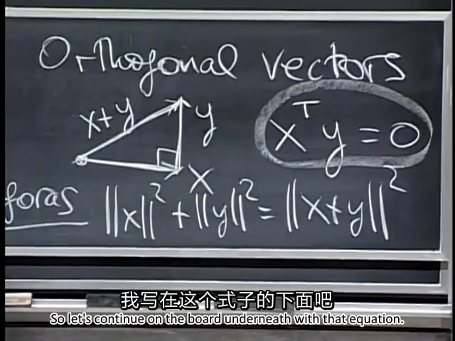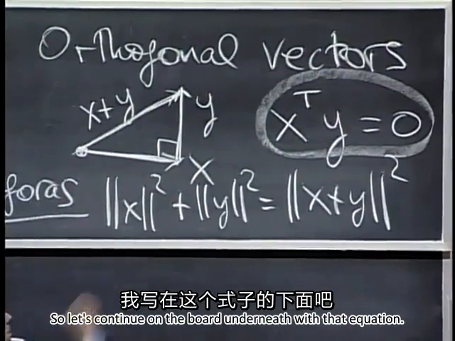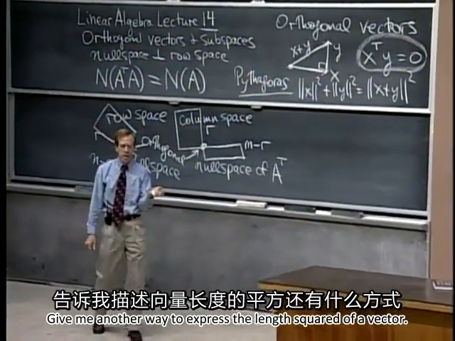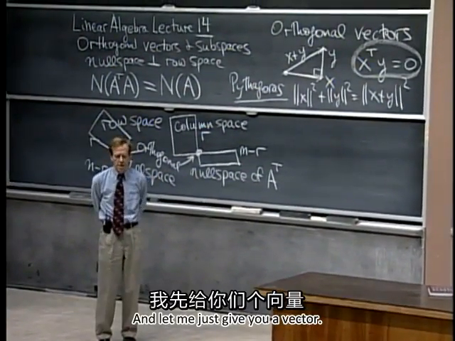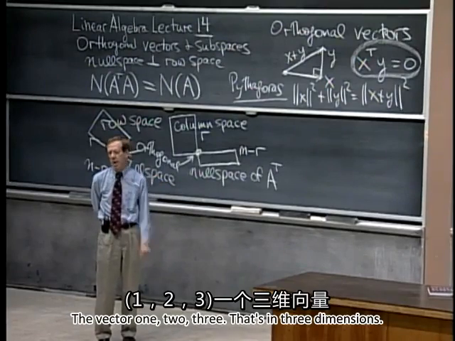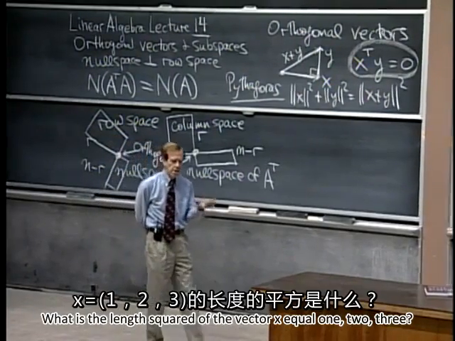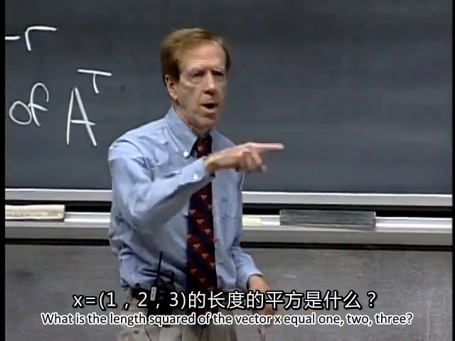So let's continue on the board underneath with that equation. Give me another way to express the length squared of a vector. Let me just give you a vector. The vector 1, 2, 3. That's in 3 dimensions. What is the length squared of the vector x equals 1, 2, 3?